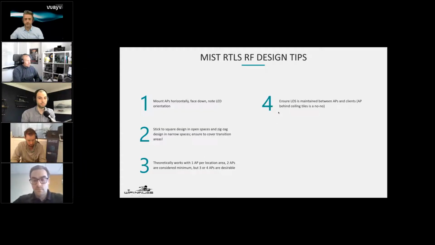Number 4 is that we have to ensure that the line of sight is maintained between the access points and our clients. So we cannot put access points behind the ceiling tiles. We cannot hide them. They should all be on the same height, if possible, in the same location cell.